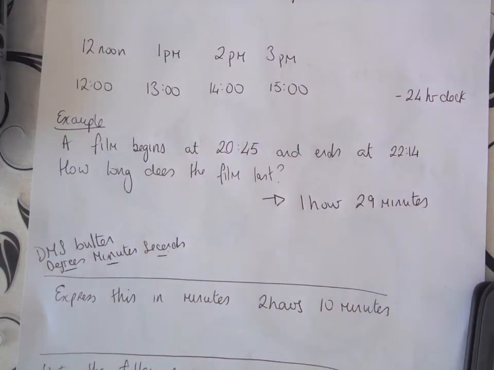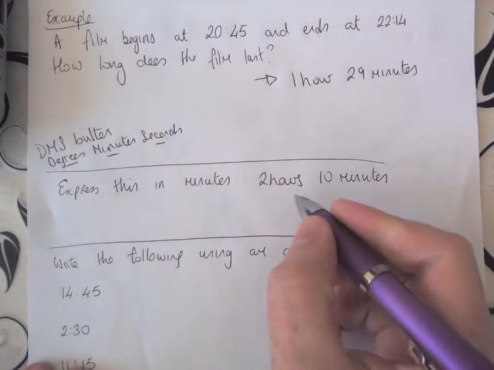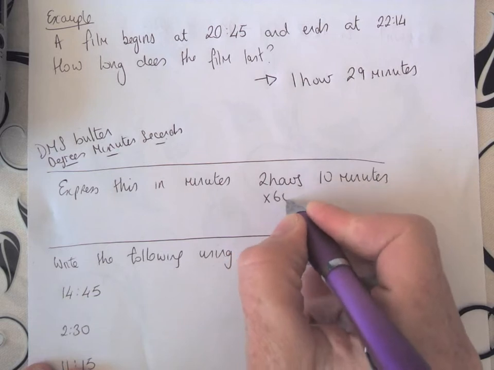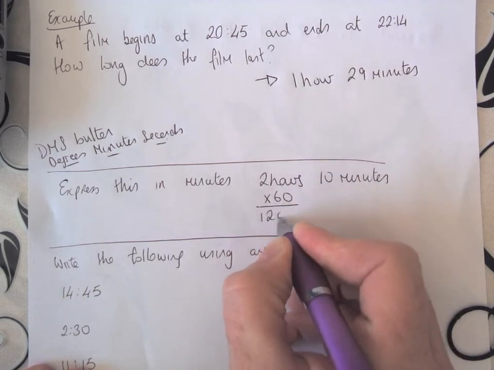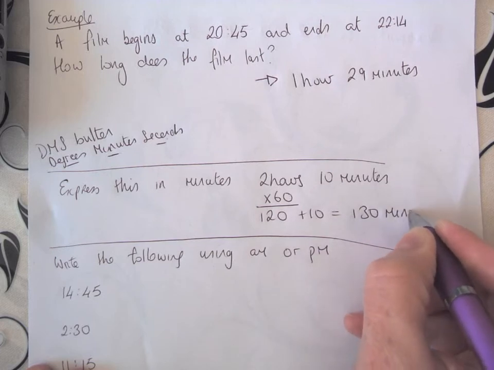Okay, then the next example is express this in minutes, 2 hours and 10 minutes. So each hour has 60 minutes. So we're going to multiply the 2 by 60, so that's 120 plus the 10, so 130 minutes.